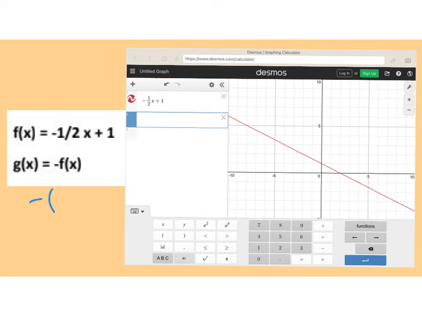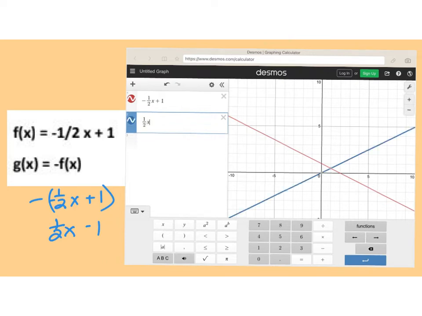Now what I'm going to do is take that graph and multiply the entire thing times a negative. Then the negative slope becomes a positive 1/2 x, and the y-intercept now becomes a negative 1. So if you notice, everything became opposite. So when I go to graph this guy, we have 1/2 x minus 1.